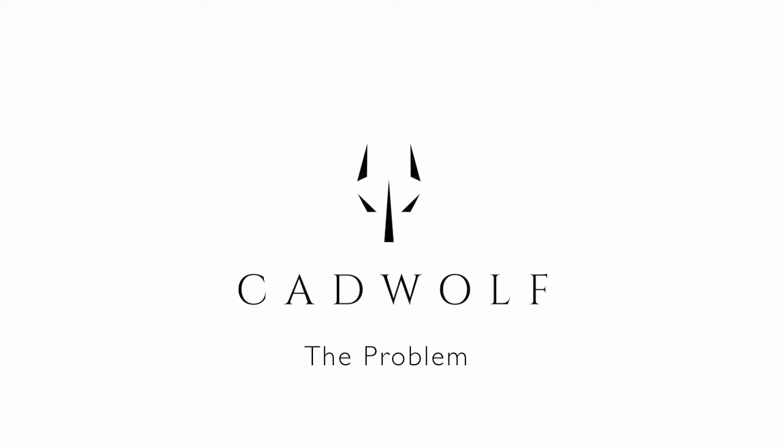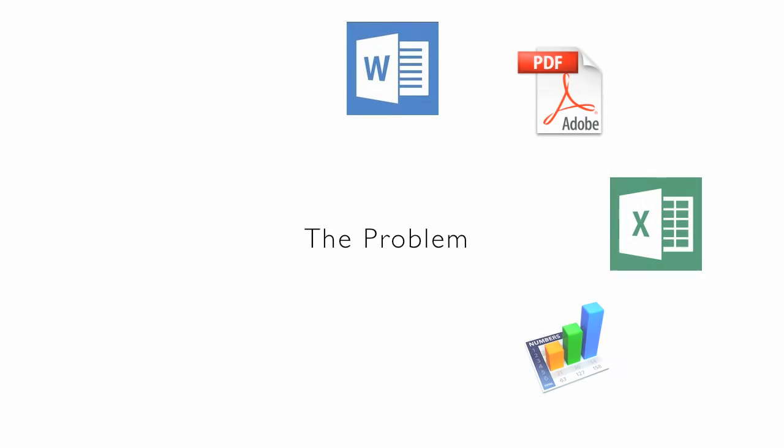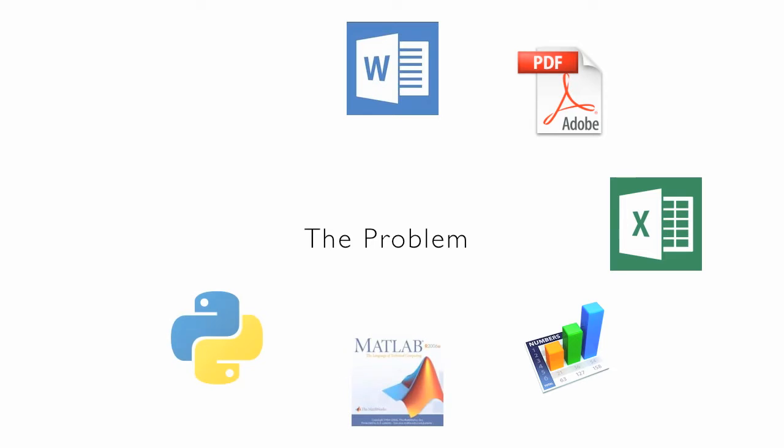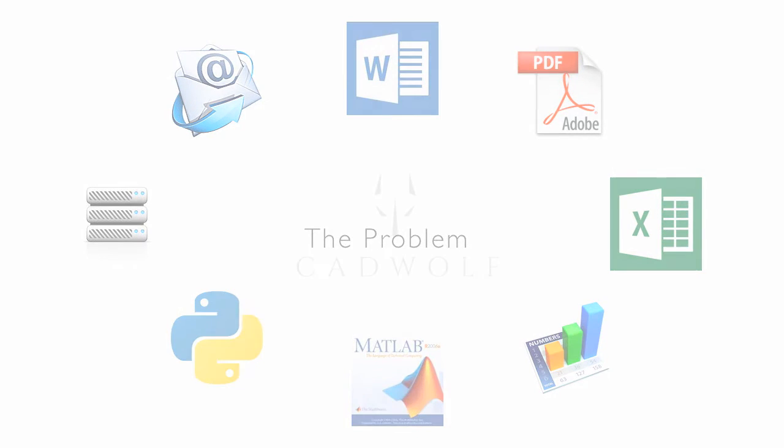A modern engineer or scientist uses a host of software platforms: word processors like PDF and Word, analysis tools like Excel and Numbers, programming languages like MATLAB and Python. Plus, there are issues with storing and communicating data. This causes problems. Documentation may not match analysis, managers or coworkers have licensing issues, and no one knows if what they're looking at is the most up-to-date version.